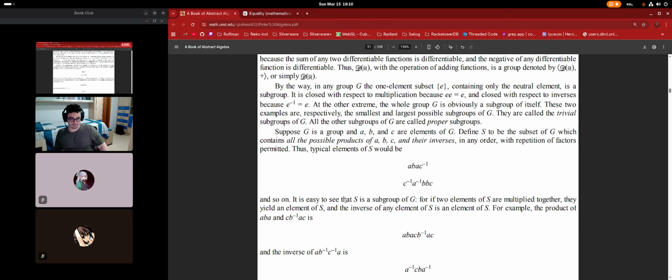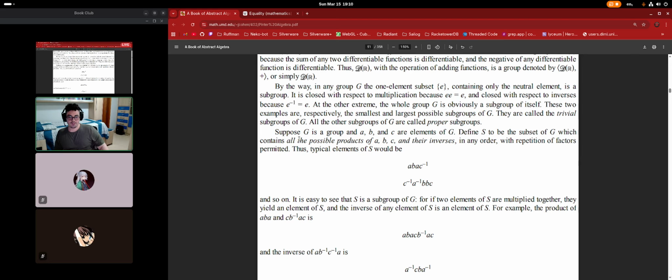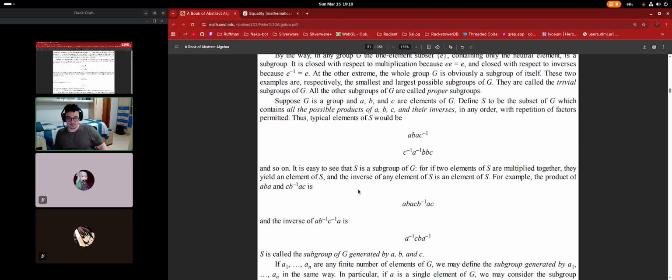Now we're going to talk about the generators notion. Suppose G is a group and A, B, C are elements of G. Define S to be the subset of G which contains all the possible products in any order, with repetition of factors permitted. Thus, typical elements of S would be these. So these are examples.